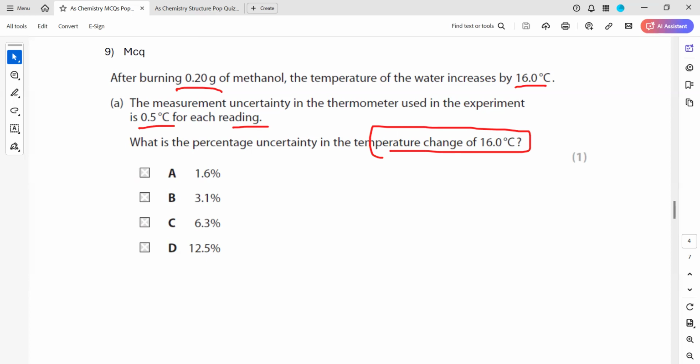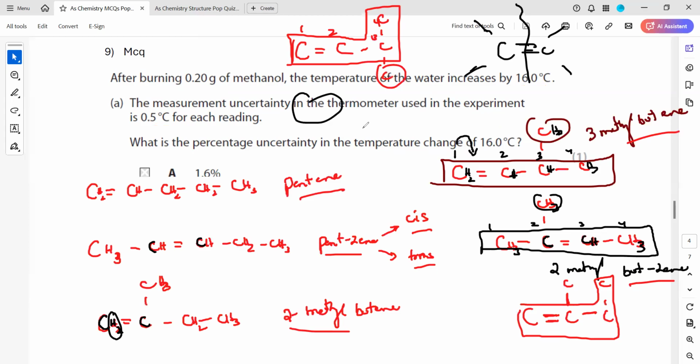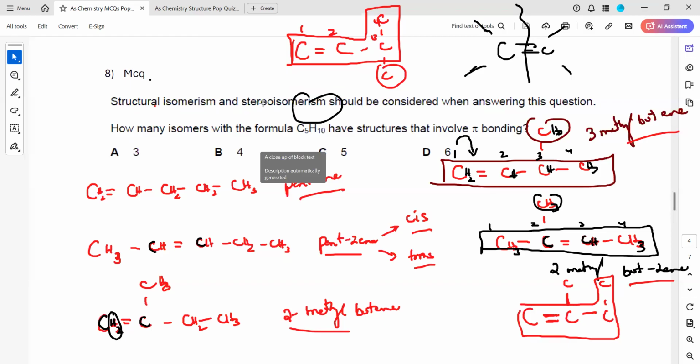Okay, about the last one, yes, I will clarify that. That's a good question, about the last question. Look, when you mention the isomer, because they ask us to, we have to include the structural and the stereoisomers both. So what are the structural isomers?